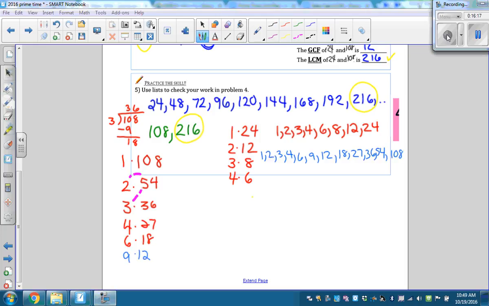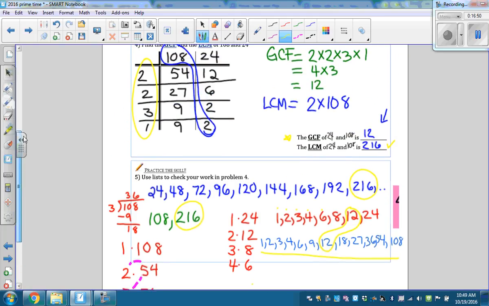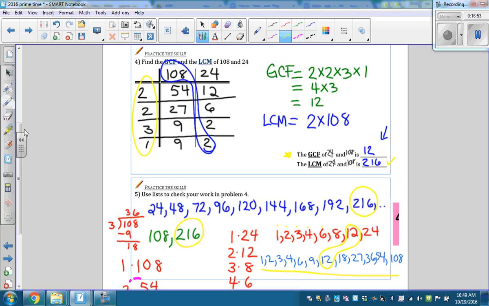So I have my factor list here in purple, and when we look for the greatest common factor, there's lots of common factors, but 1 is in both, 2 is in both, 3 is in both lists, 4 is in both lists, 6 is in both lists, and 12 is in both lists. 12 is the greatest common factor. So that was so much work. That's why the ladder tool is a much more efficient way to solve the problem.